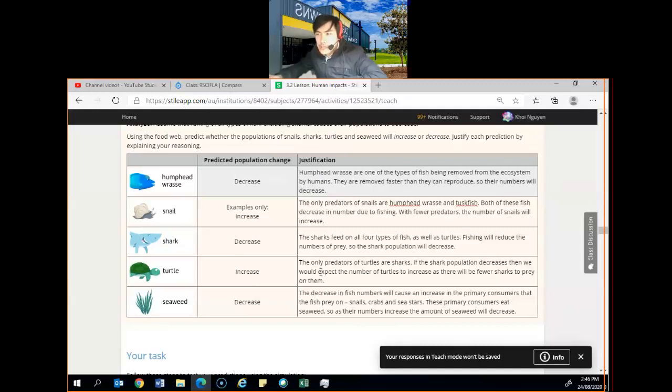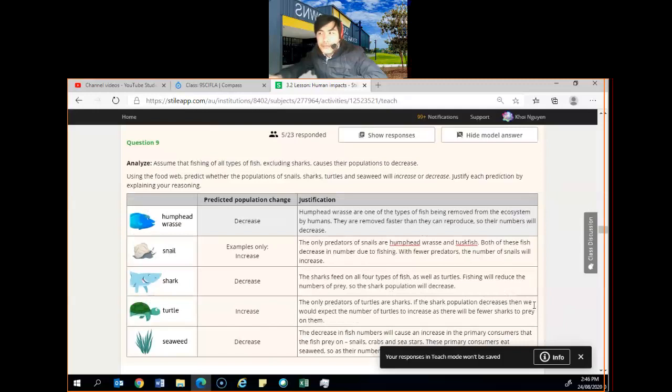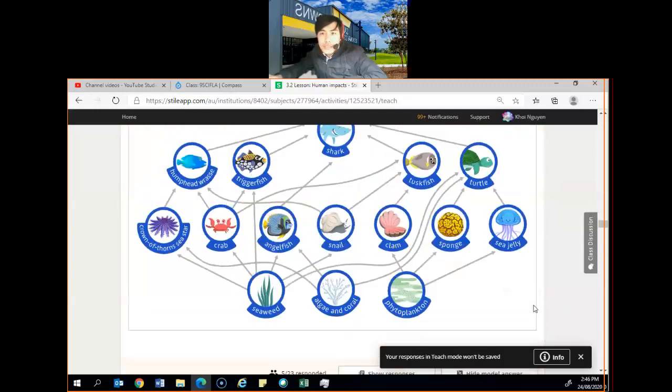So let's look at turtle. So Style said that it would increase. It says here the only predator of turtles is shark. If the shark population decreases, then we would expect the number of turtles to increase. Okay, so they didn't talk about the fact that the seaweed has decreased.